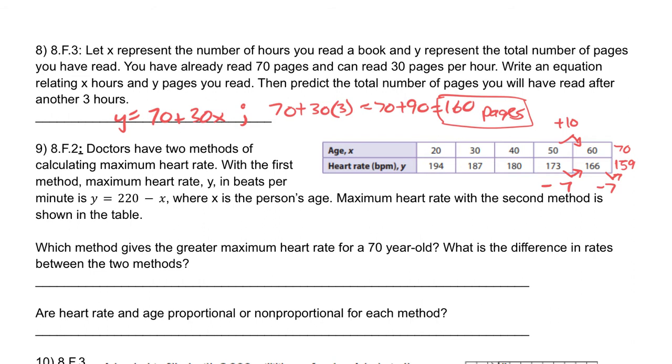And then in this one, it would be 220 minus 70, which is 150. So method 2, you have 159 beats versus 150 beats. What's the difference in rates between the two methods?